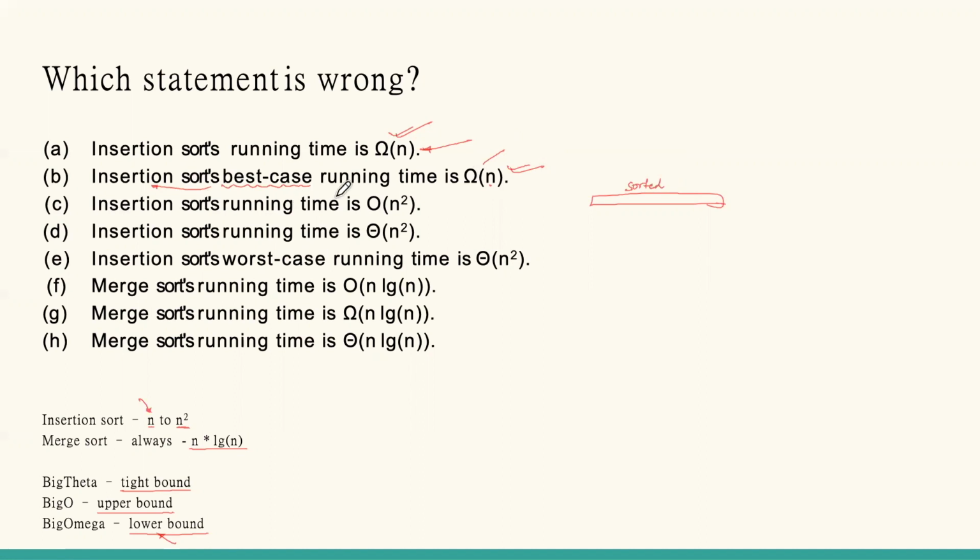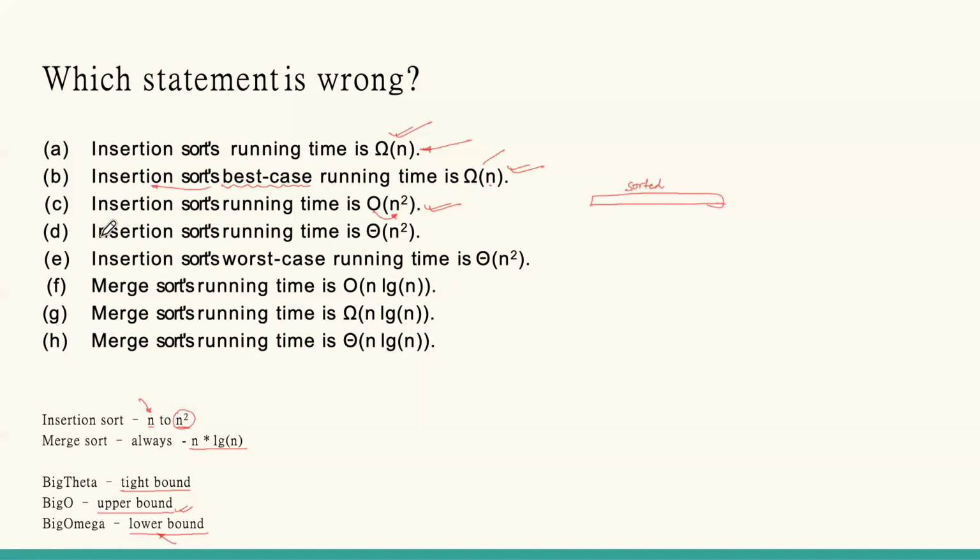Insertion sort's running time is big O of n squared. So what we are saying is the big O is the upper bound. So the worst case scenario of insertion sort, that is, the upper bound for insertion sort, is big O of n squared. This is also true because insertion sort at worst can be up to n squared, right?